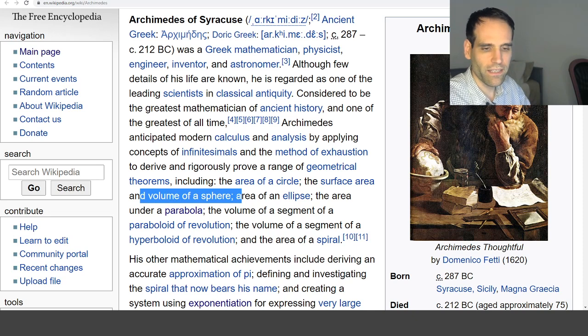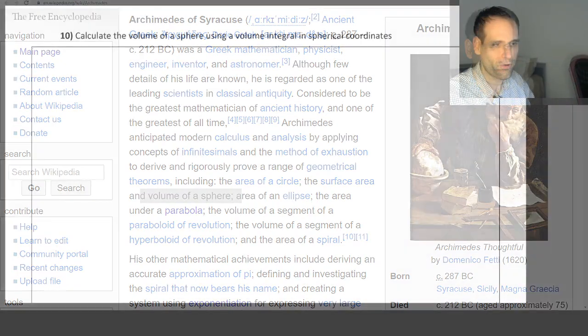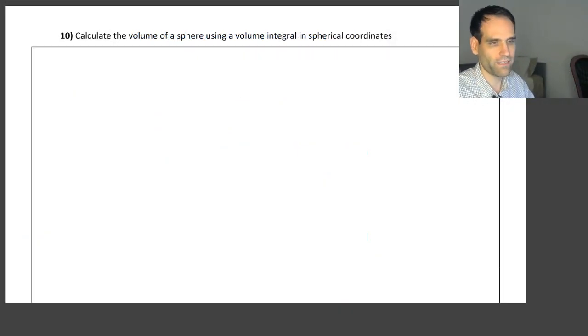I can guarantee that if Archimedes had known about this problem that I'm going to solve in like 3 or 4 lines, he would have loved it. I don't know, maybe he would have been disappointed because maybe he spent years trying to find the volume of a sphere, and now we are going to do it in less than 5 minutes. But let's go ahead and do it.